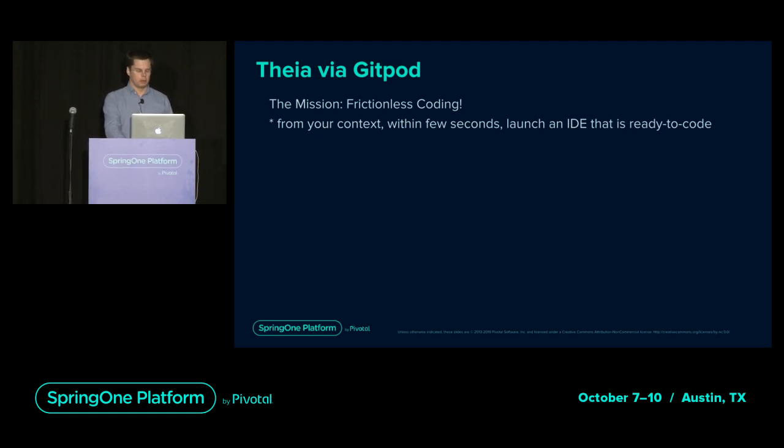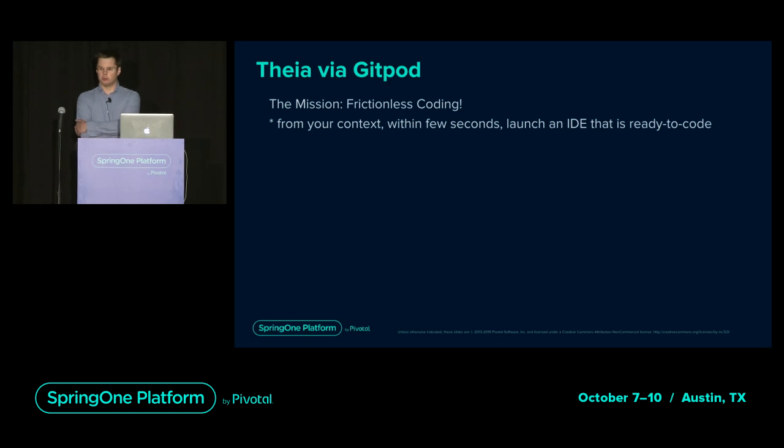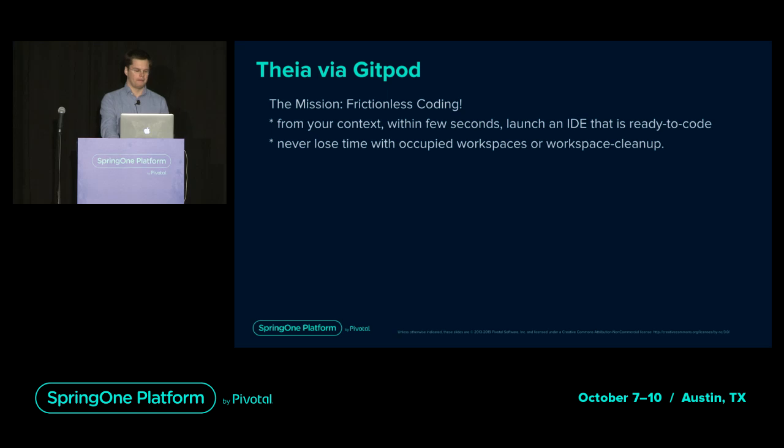That's why we focus with Gitpod that from your context, like from your Git branch, your Git tag, or your GitHub issue, within seconds you can launch an IDE and everything is ready to code. That really can change how you work. Another situation where you don't want to lose time is occupied workspaces. Say you work on a feature and a colleague asks you to review a PR. Do you stash your changes and check out the PR to review it? Or do you not do it? Or you have one workspace with long-running tests, and what do you do in the meantime?